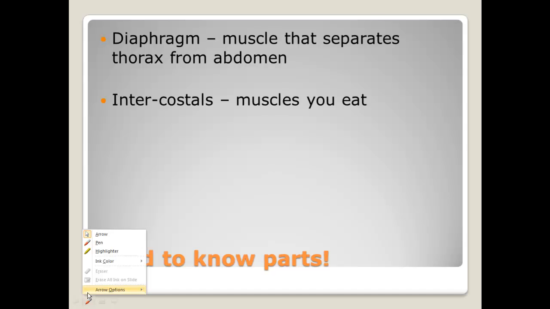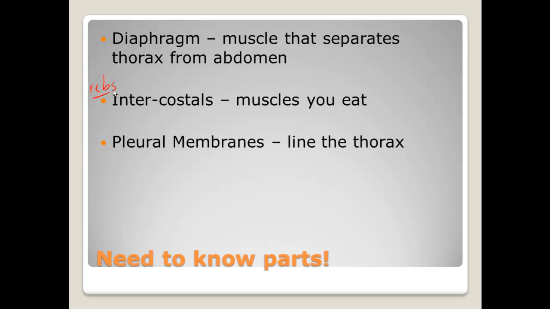Intercostals are muscles that we like to eat in the summertime. These are the muscles that surround your ribs. So when you eat spare ribs, barbecue ribs, right, you're gnawing on the intercostals. And these muscles cause our chest cavity or thoracic cavity to expand in the inhalation along with the diaphragm.